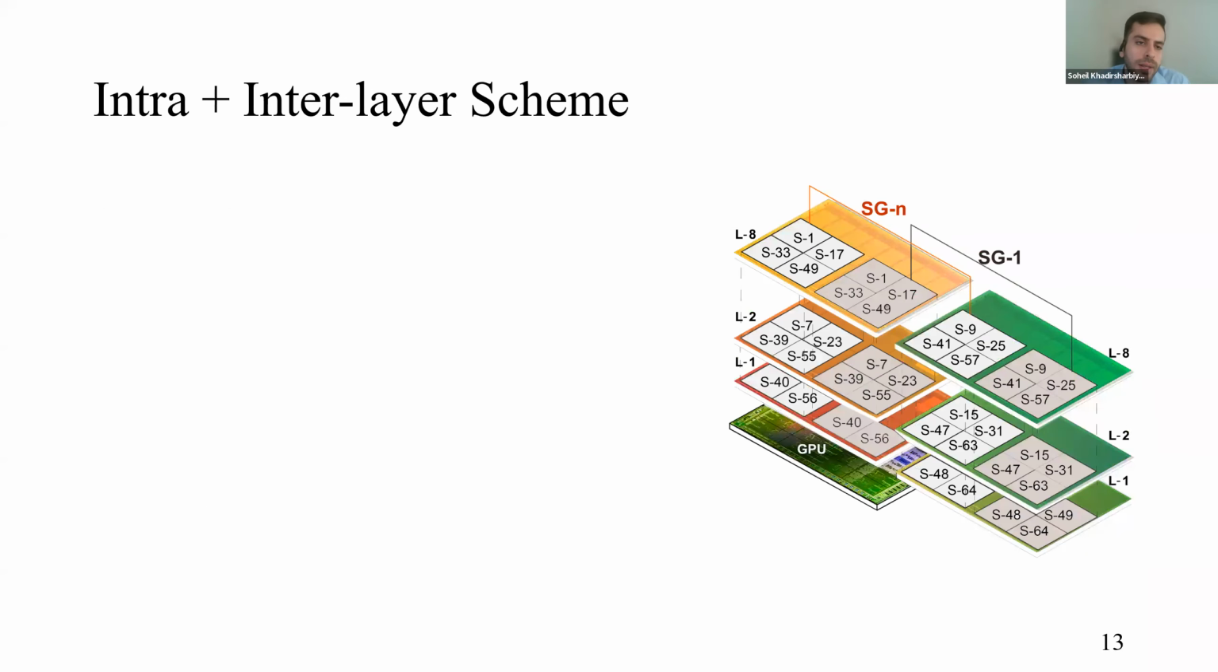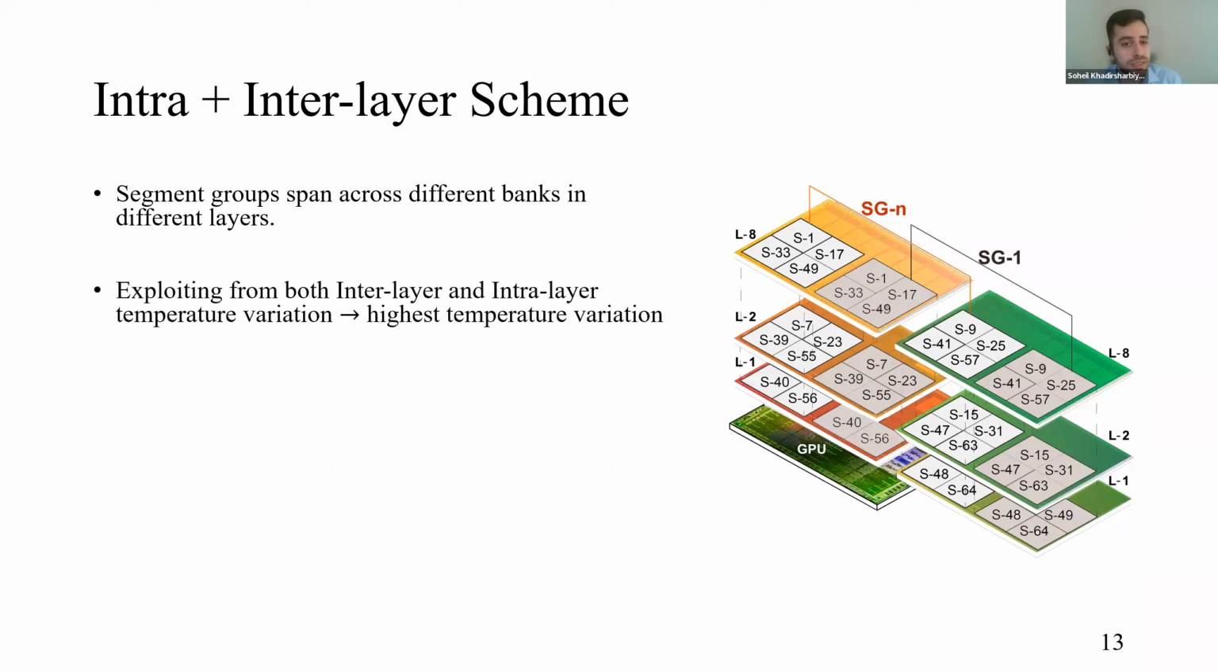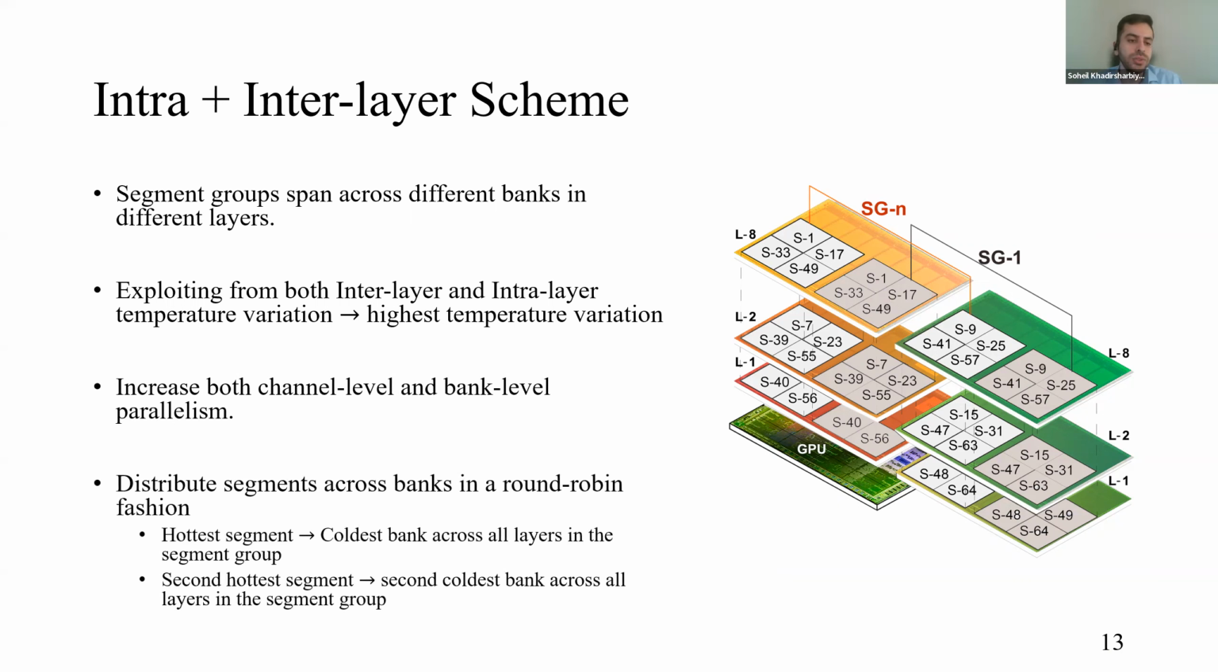To exploit both these approaches, we present a new approach, the intra plus inter-layer scheme. In this scheme, each segment can be migrated to any bank in any layer. We want to exploit both intra-layer and inter-layer temperature variation, which is the highest temperature variation that we can see. We want to increase both channel level and bank level parallelism, and to do so, we will place the hottest segment into the coldest bank across all the layers, the second hottest segment into the second coldest bank across all layers, and so on and so forth.